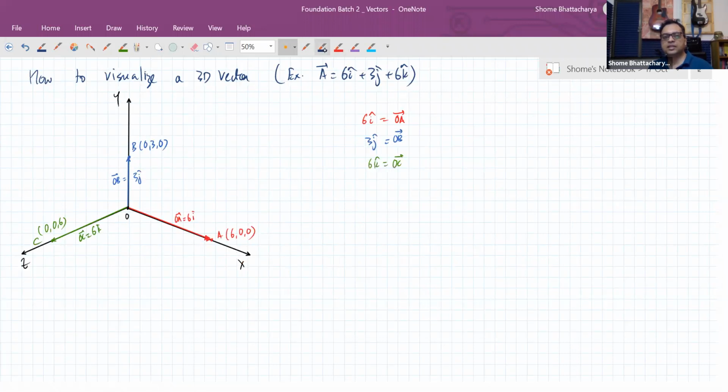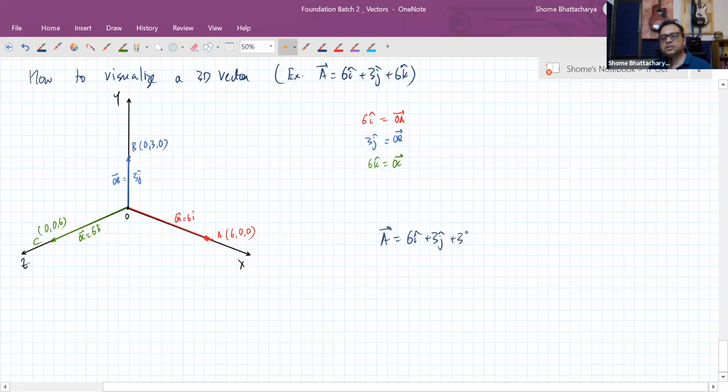Now in comparison to this, what is our vector E? Our vector E is the sum of these three things. It is 6 i cap plus 3 j cap plus 3 k cap, or plus 6 k cap, whatever. So it is basically like this vector OA plus OB plus OC. So what would that mean in this diagram?